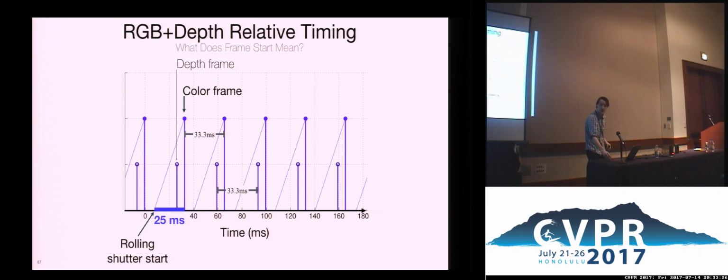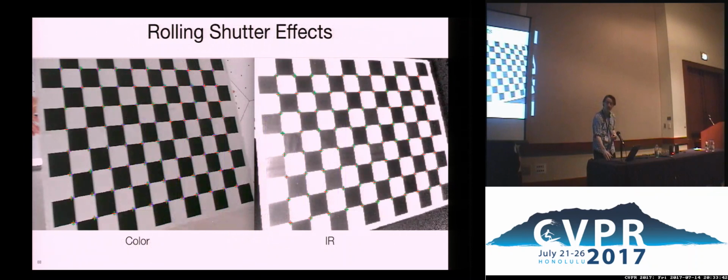So the color sensor is a rolling shutter, which means that it doesn't capture a frame at a single time instant, but captures over an interval of 25 milliseconds. So frame capture starts here and keeps on going for 25 milliseconds until you capture the entire frame. To give you an idea of how that looks, here I'm waving a checkerboard in front of the camera, and I'm moving the checkerboard to the right.